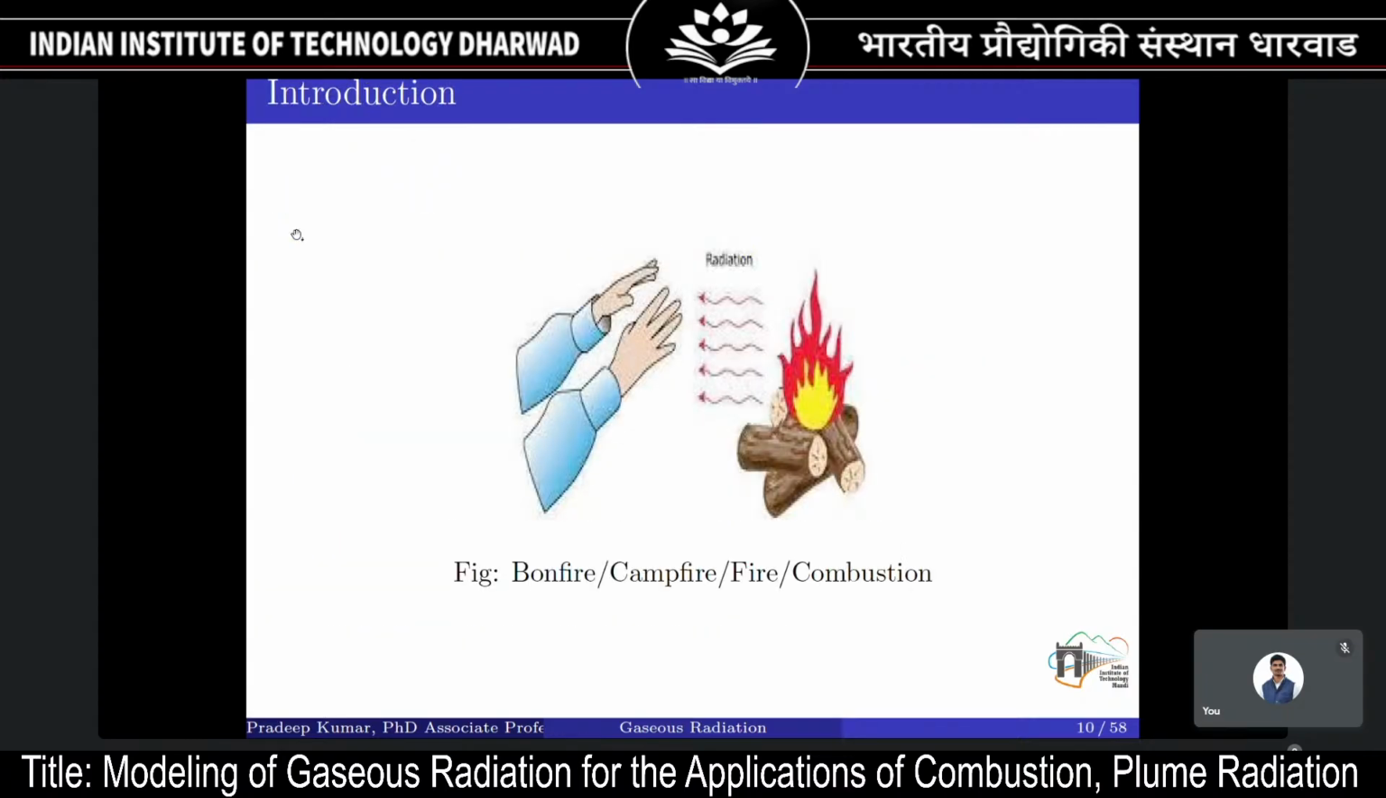Okay, so you have come across this situation frequently. This is basically a bonfire. We're sitting beside the bonfire and receiving the heat, and you are feeling very cozy. Looking at this, three questions arise: how much energy you are receiving, by which mode you are receiving it, and what is the strength of the source.